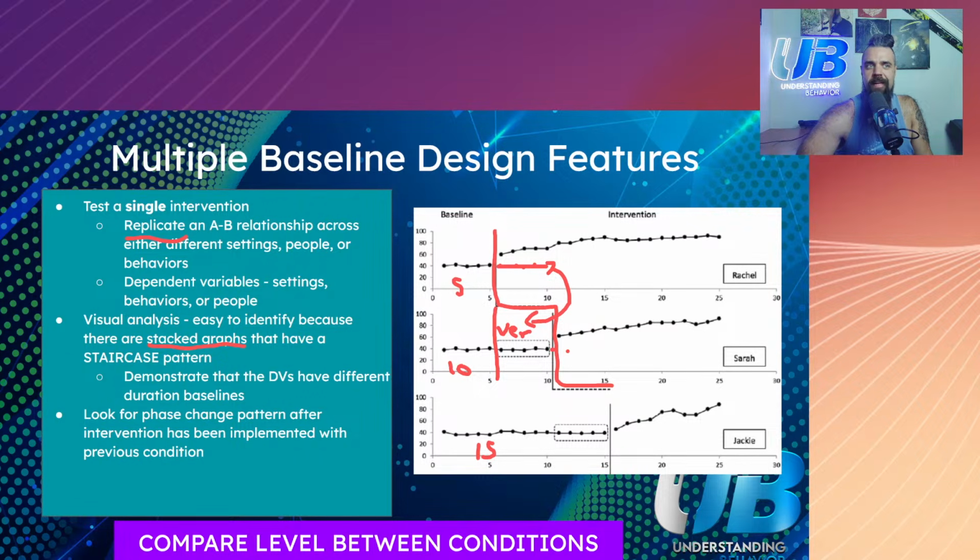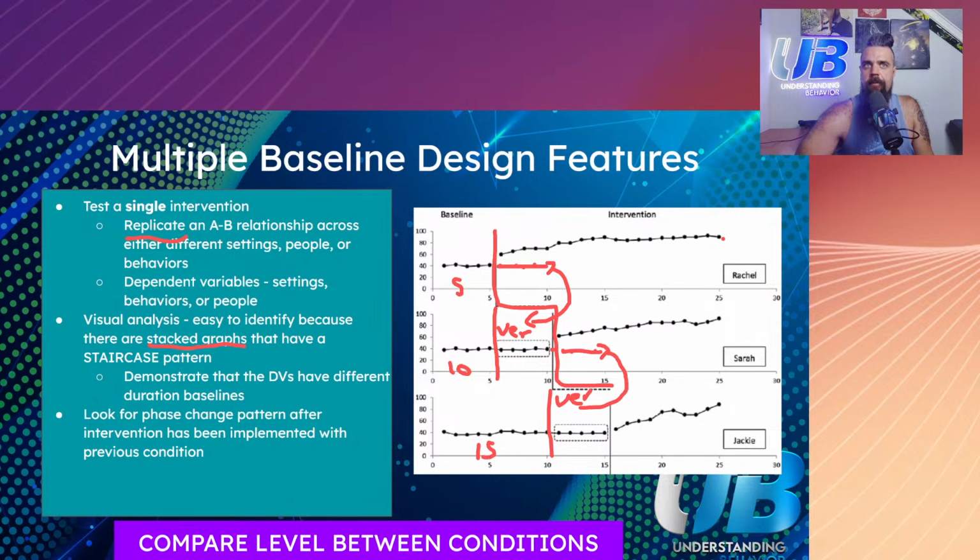We can also make that prediction again, that this level and trend is going to continue. That's going to be our prediction. Then we can verify that prediction right here with Jackie, where we already have the intervention going with Sarah, but we're continuing to take baseline data with Jackie. So that's where our prediction, verification, replication comes in.